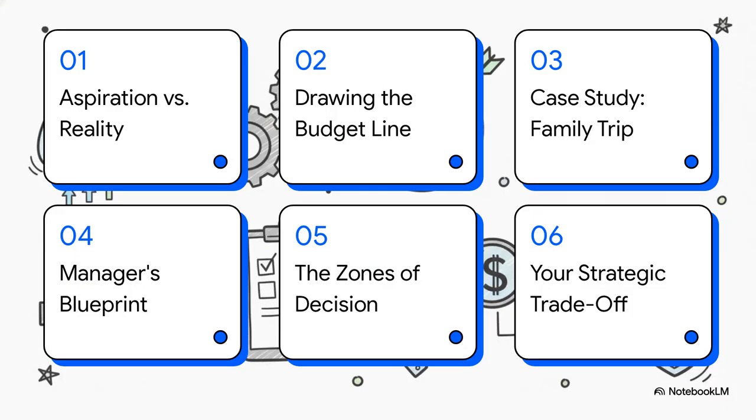So here's our game plan. We'll kick things off with the basic theory. Then we'll get our hands dirty and actually draw the budget line. We'll use a simple case study to make it real, and then, this is the important part, we'll pivot to a real-world management scenario, analyze the strategic zones it creates, and wrap up with the big trade-off that you, as the leader, have to make.